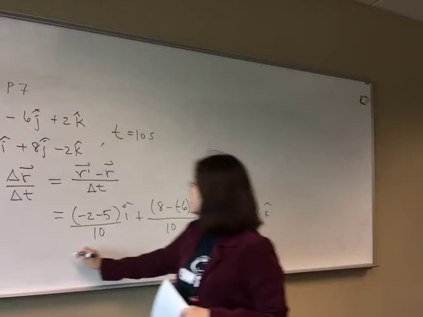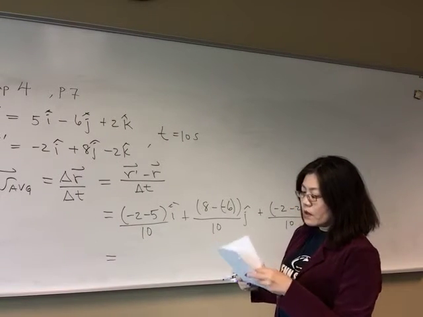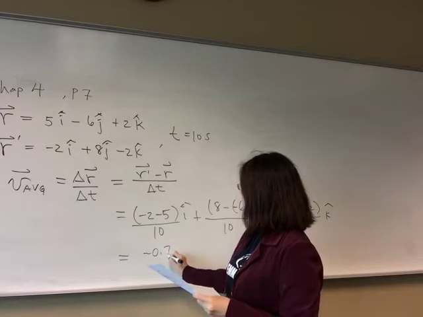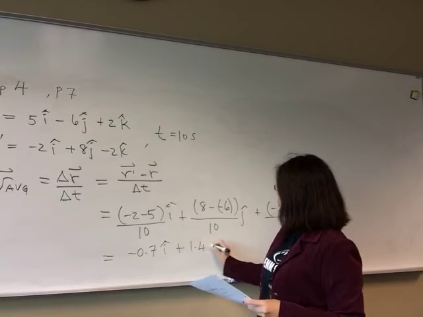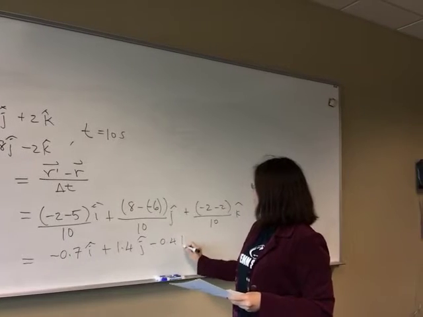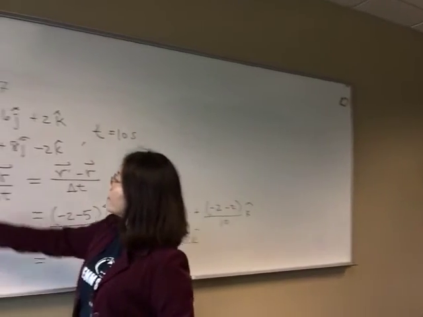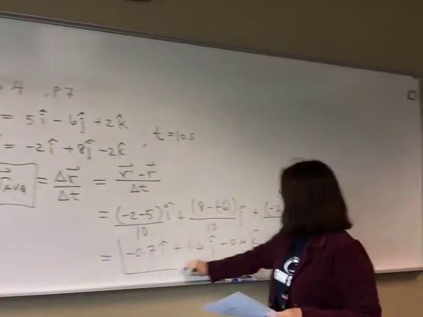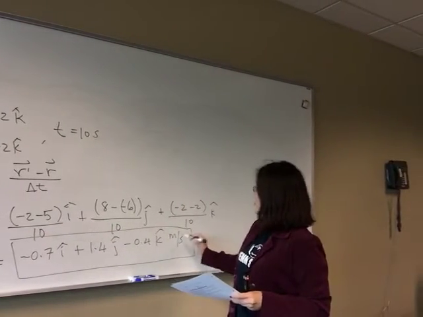So what we have here is that the average velocity is equal to negative 0.7 i hat plus 1.4 j hat minus 0.4 k hat. Okay, and these are in unit vector notation. So your average velocity is equal to this, and the unit, of course, is meters per second. That's what we have here.